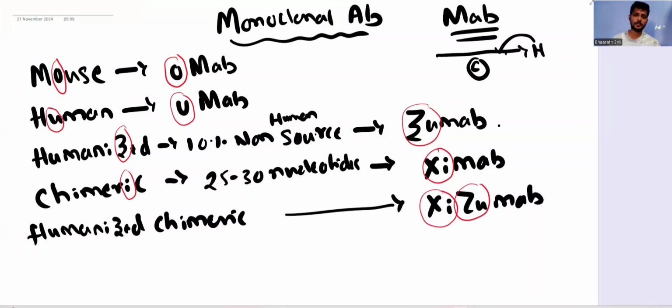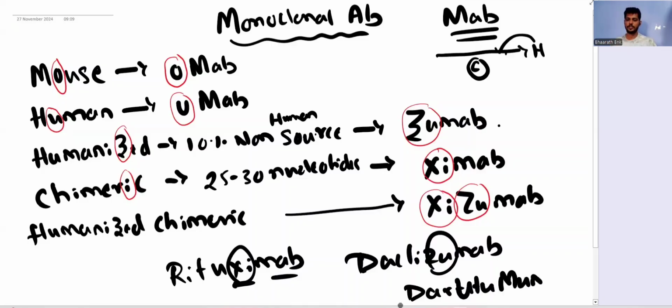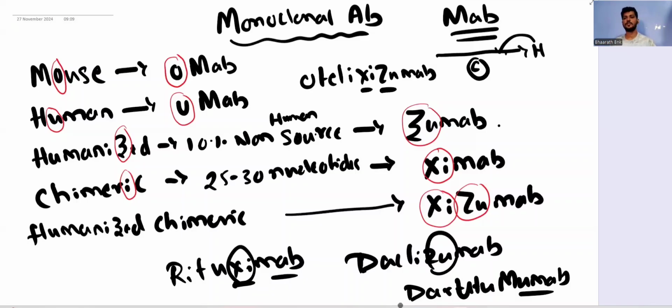So these are the different types of monoclonal antibody that are produced. And if you remember this, it will be helpful. For example, if I say rituximab, it means that it has "ximab", it is a monoclonal antibody which is a chimera. If I say daclizumab, it is a monoclonal antibody, but because "zu" is there, it is a humanized monoclonal antibody. If I say daratumumab, because it is "umab", it is a completely human monoclonal antibody. If I say otelixizumab, because it has "xizu", it means it is a humanized chimera.